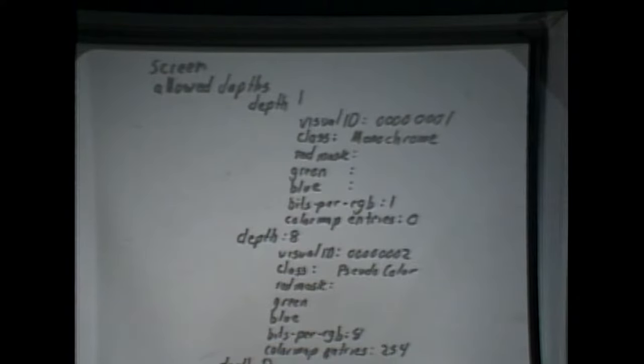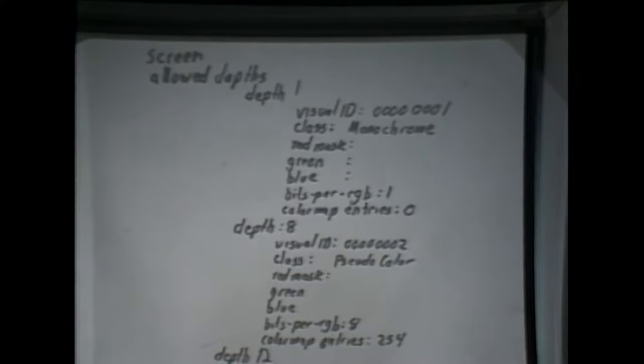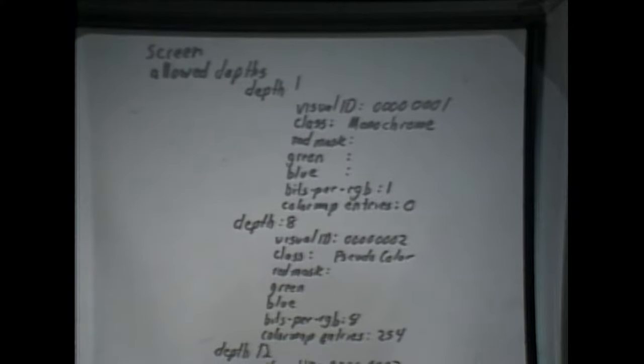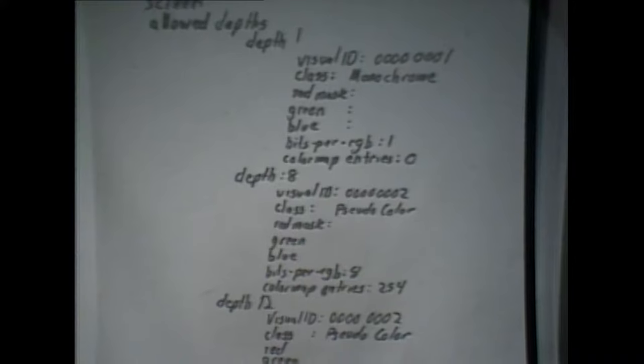At connection time, the server passes the client a list of depths it supports and the visual types allowed at each depth. And that's really what this is. Visuals indicate the color map type, where to find the red, green, and blue bits in a direct or true color pixel, how many different intensities of red, green, and blue can be generated, which is what bits per RGB means, and how many entries there are in a color map. It also tells the client about the default color map.